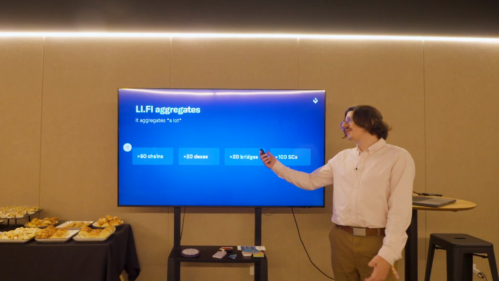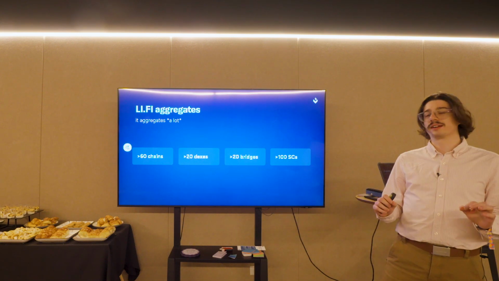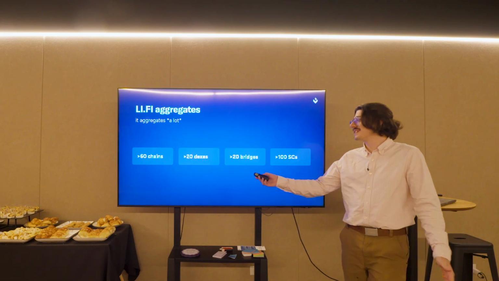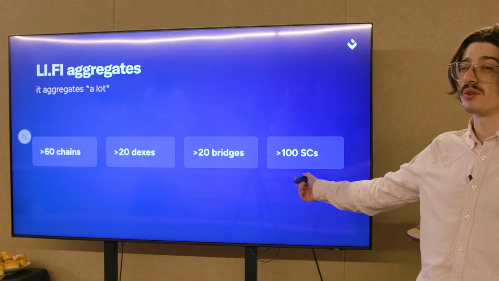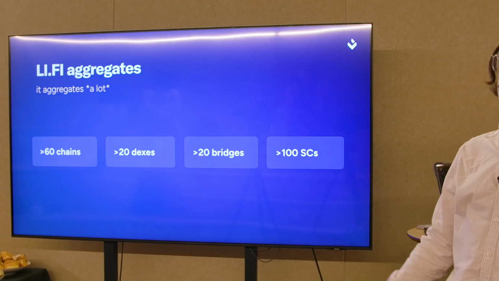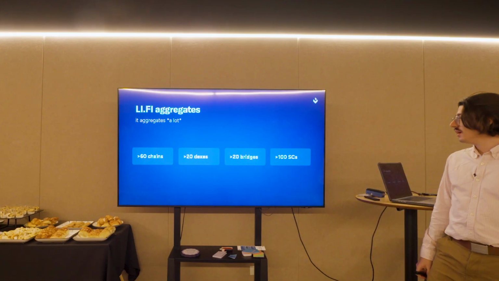At LI.FI, we aggregate things. We aggregate things very widely. There's a lot of aggregations. We support more than 60 chains, more than 20 dexes, more than 20 bridges. We have over 100 smart contracts. This is a huge surface for issues, bugs, and it's really hard to maintain them.